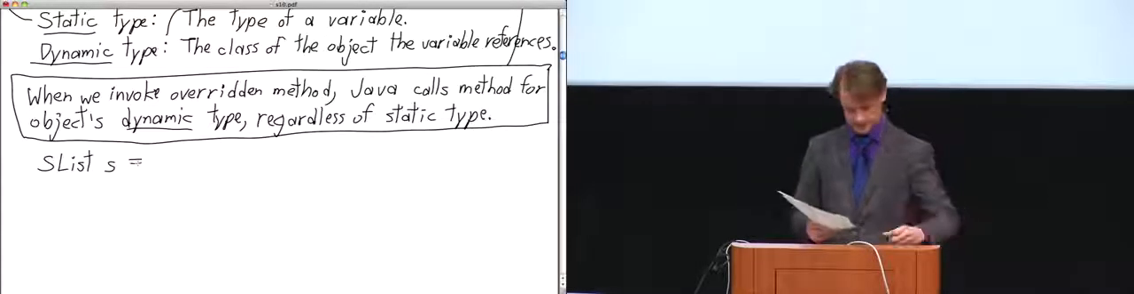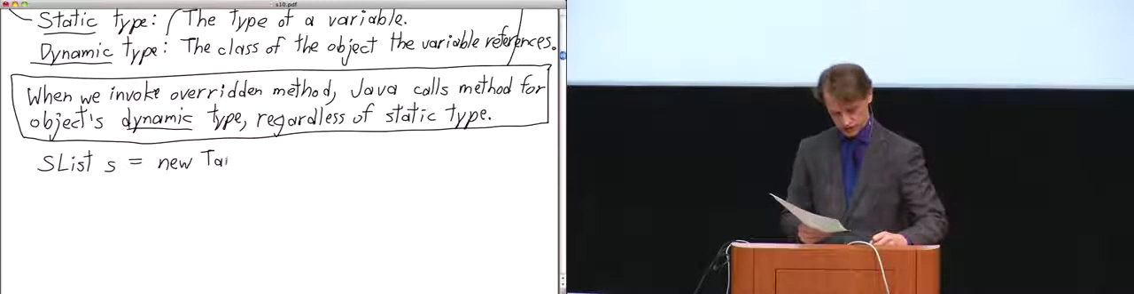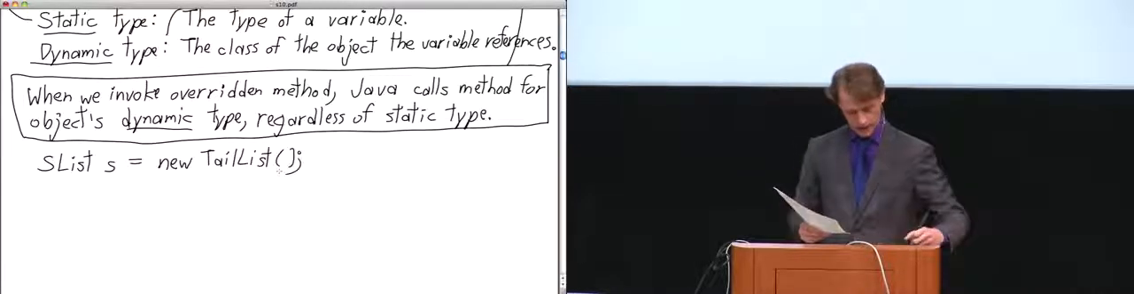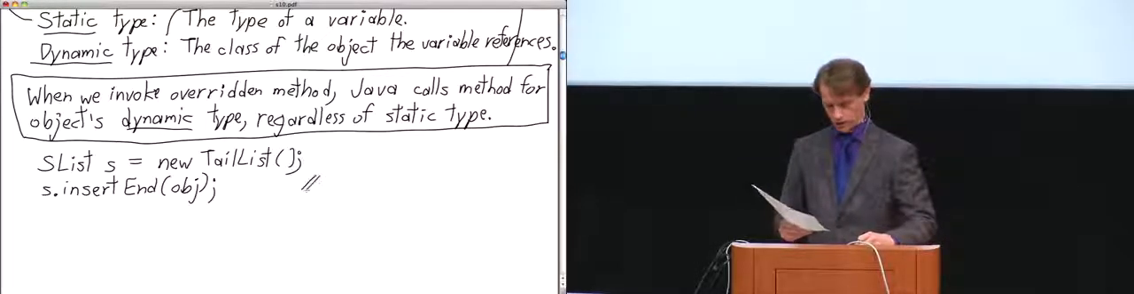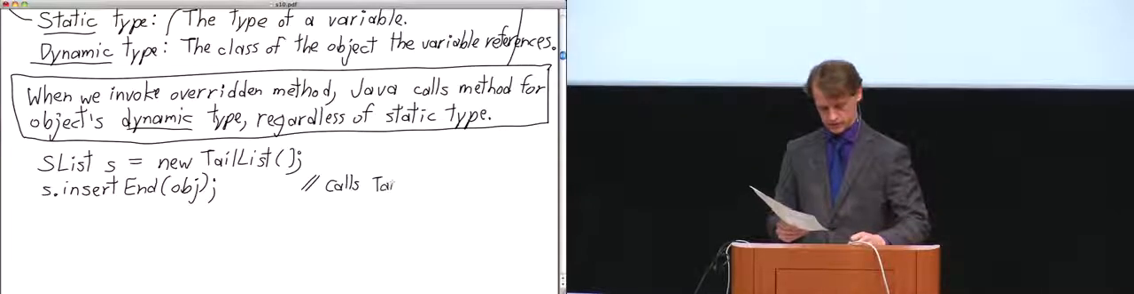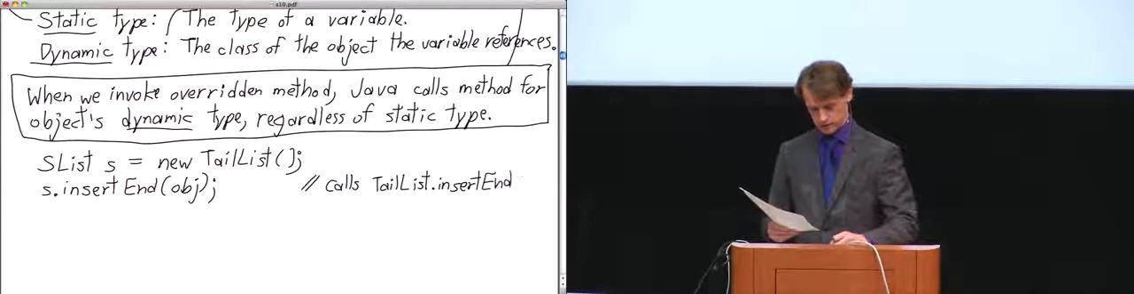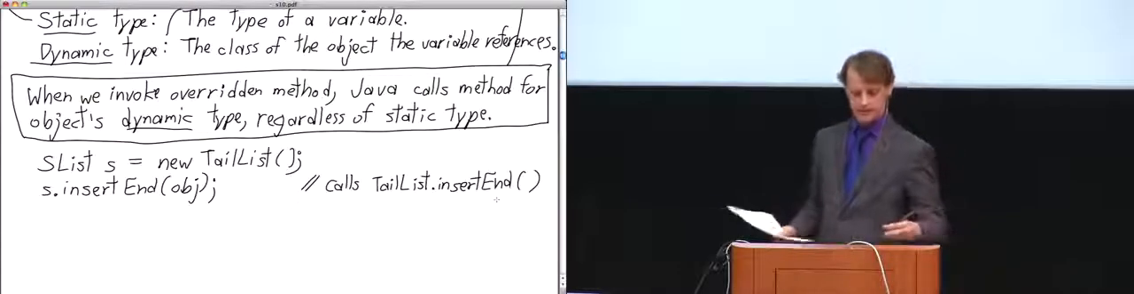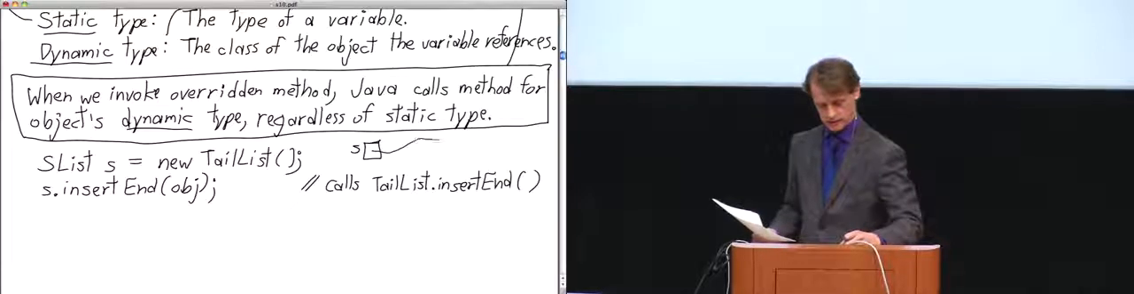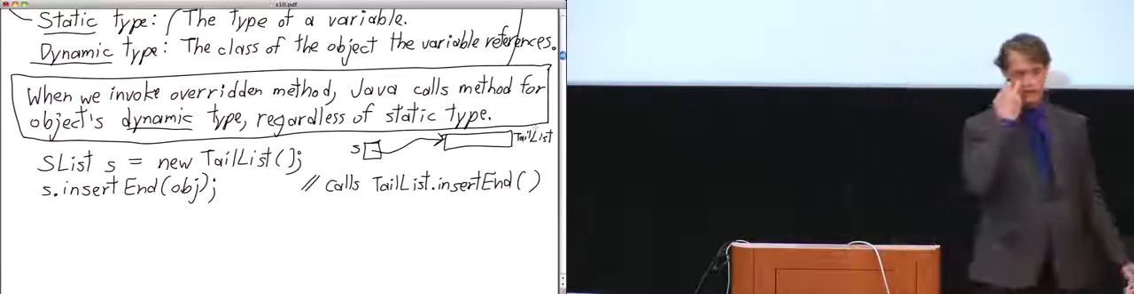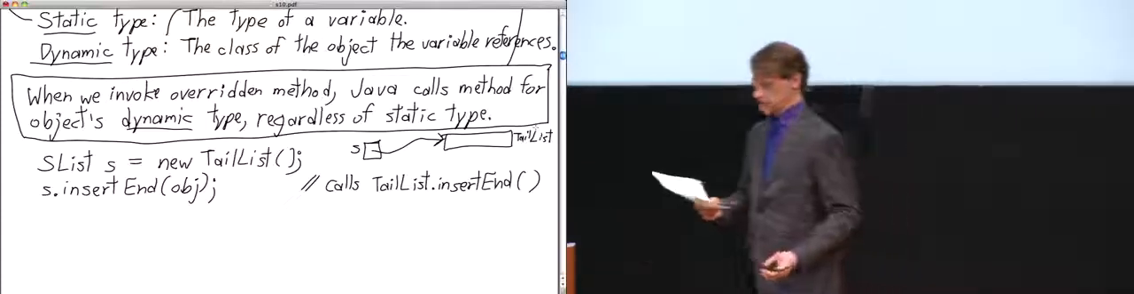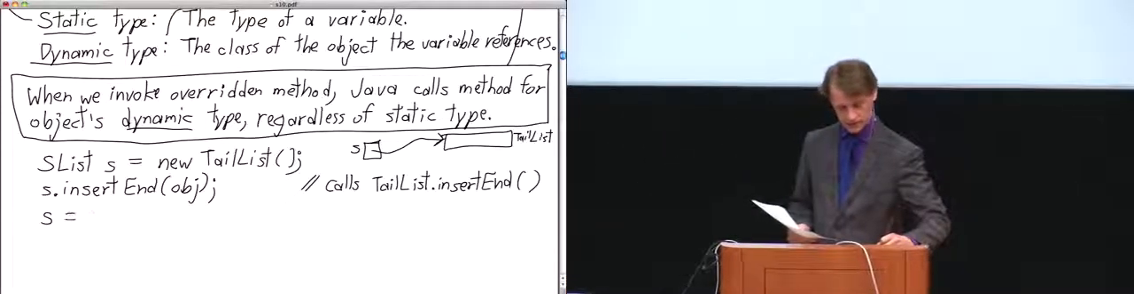Here's static type SList. I'm going to set S to be a new TailList. And now I'm going to call s.insertEnd on some object I happen to have lying around. What will this call? This will call TailList.insertEnd. And the reason why is because at this moment, S happens to be pointing at a TailList. But I can change that. Now I can make S point at a new SList instead.